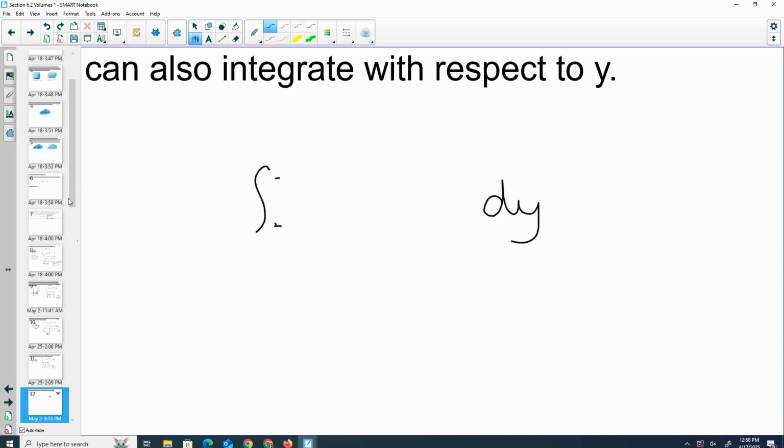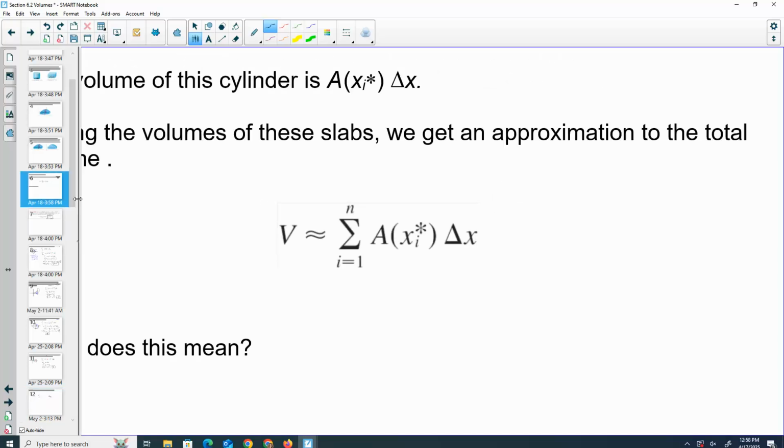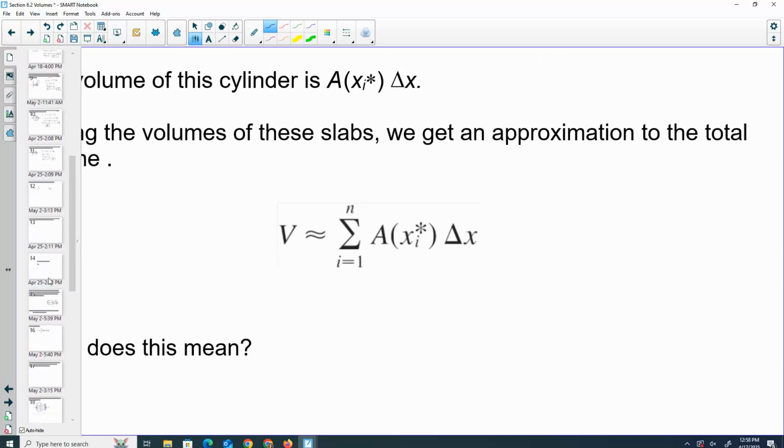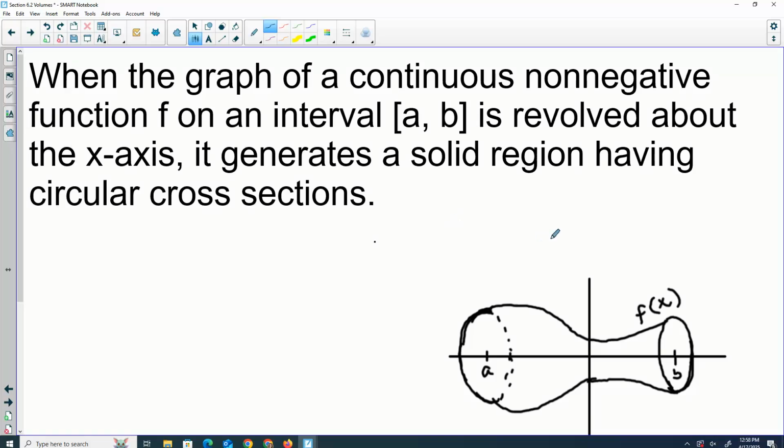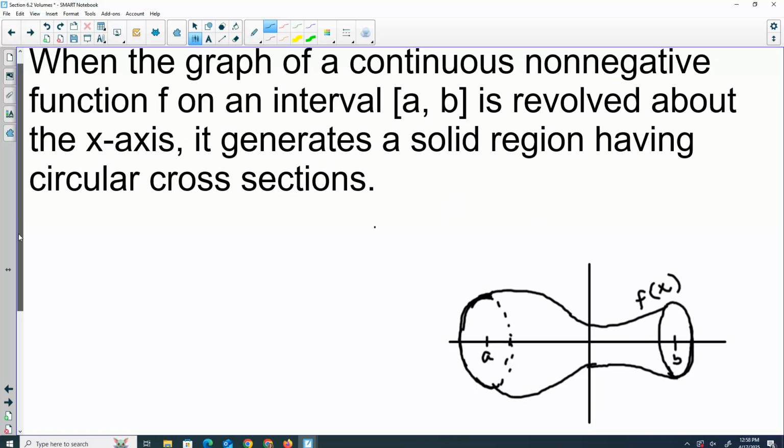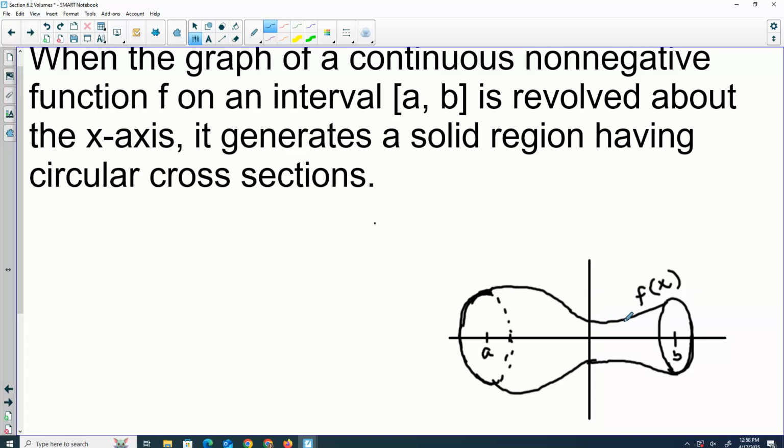Really, everything we've looked at so far is what's called the disk method. There are different methods for finding these volumes, but if we just have a curve, anytime you rotate it around the axis, you're forming something that has a circular cross section. So that's why all of these are pi r squared, because all of their cross sections are circular.